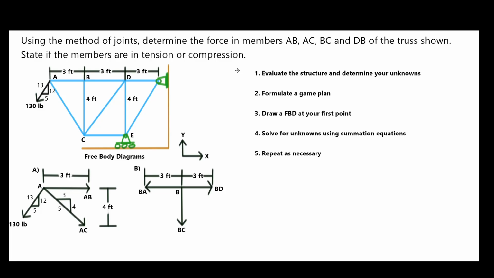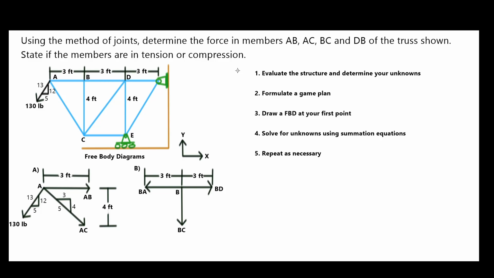So here's a method of joints problem. When it comes to method of joints, we have to break down our structure into individual points and draw free body diagrams for each of those points to solve for unknowns, and work your way down the line until all your required unknowns are solved for.